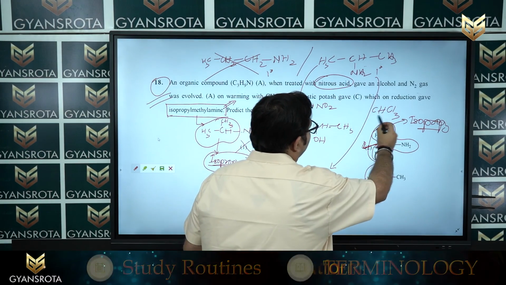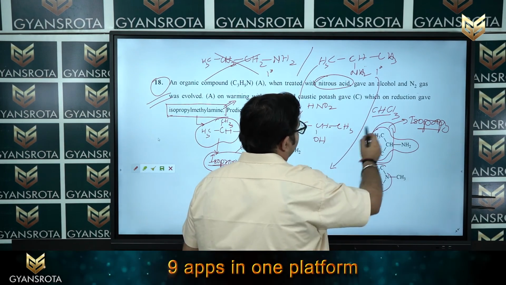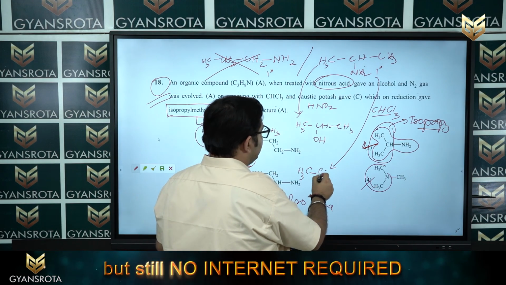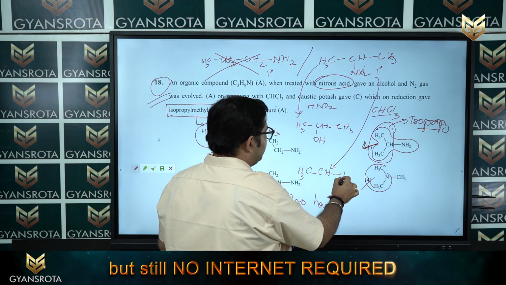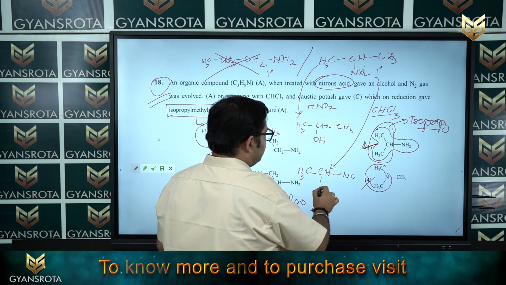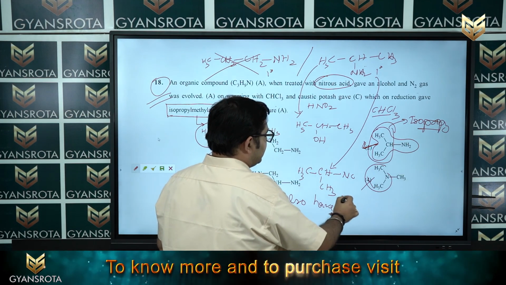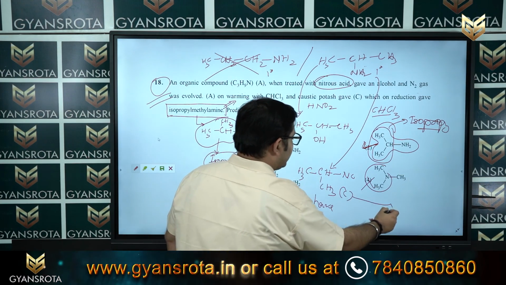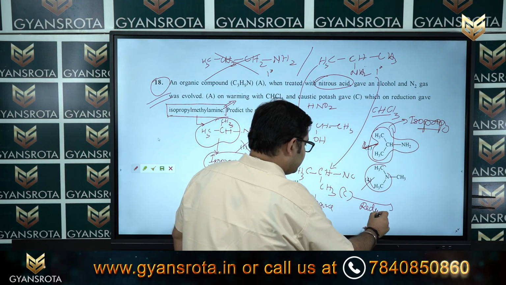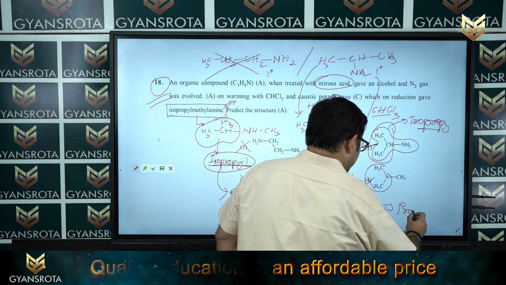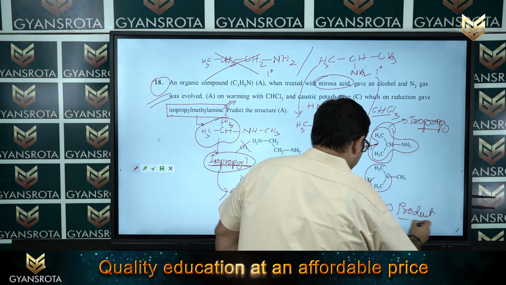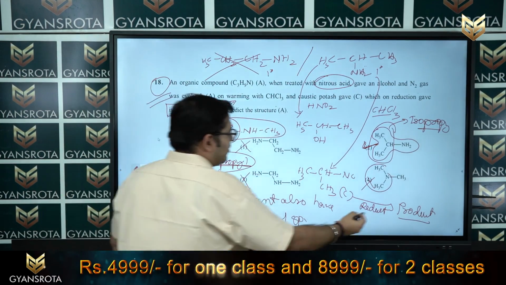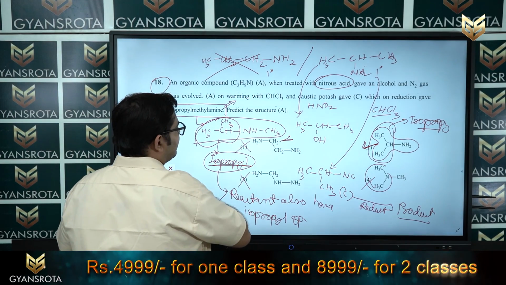When this one reacts with chloroform, that is CHCl3, we obtain this product, CH3 CH, NC and this CH3. So this is nothing but C. Now, when reduction takes place again, we get our product, and the product structure I already gave. This is the product structure I already wrote here.